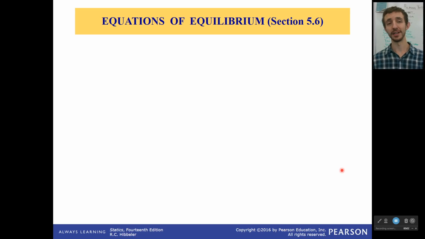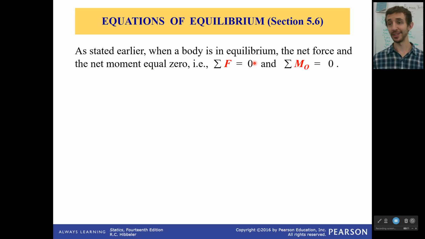Hello everyone, welcome back. So this time we'll be talking about equations of equilibrium. Like I said last time, you're like, well, we've done this already. Why do we do this again? We're not doing it again. We did the vector form last time. That's why these are italicized, bold, and red.